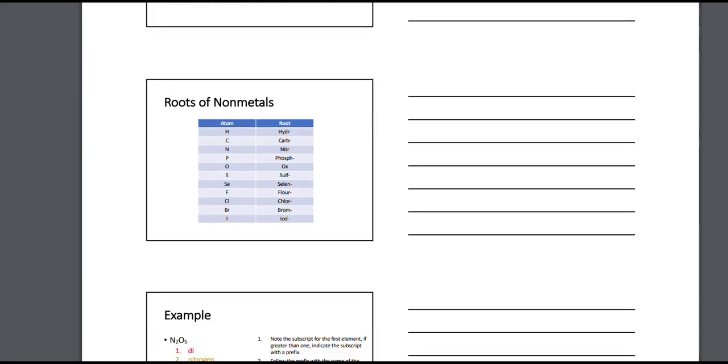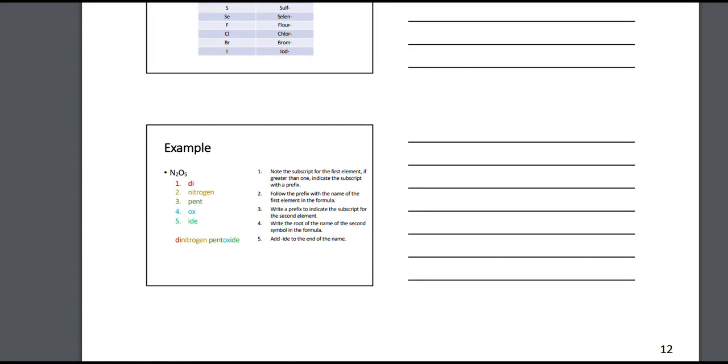The roots of nonmetals are all listed. These are only the ones that you need to worry about. These are the roots for the nonmetals. And yes, I will also be giving you this in the exam, so you don't have to memorize any of these. You will have it as supplemental data during your exam. But again, at the same time, you need to know how to use it, of course. Let's do another example.